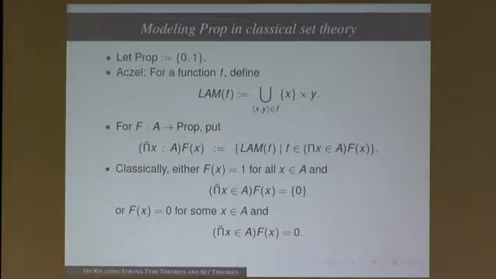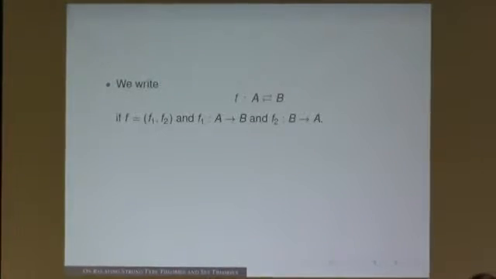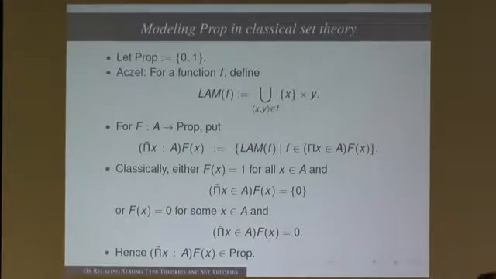And then you see what happens. Classically, this f is something that goes into prop, okay? So either f of x is 1 for all x in A, and then this set theoretic object is just singleton 0, yeah? Or you have that f of x is 0 for some x in A, and then this is just the empty set, yeah? So that's how you can model it in classical set theory. Hence these products are in prop. But as you see, you need classical logic to do this, because you make this case distinction here, either or.